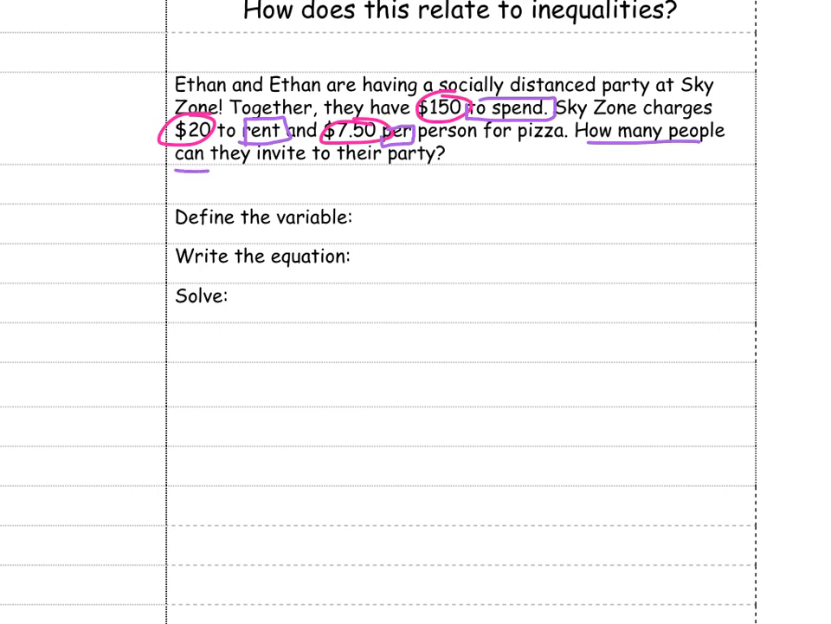So let's think about that. So let's define the variable. So we're going to let P be the number of people.